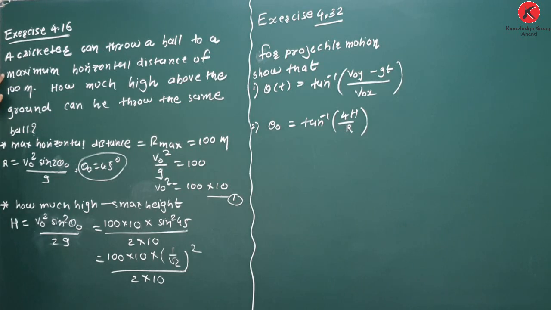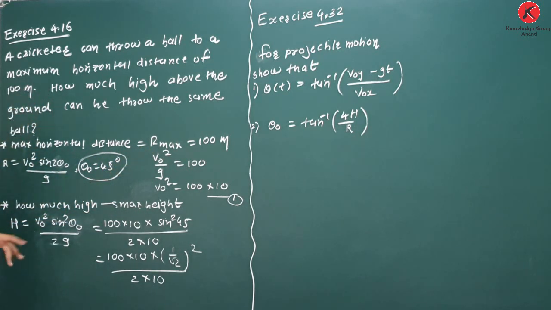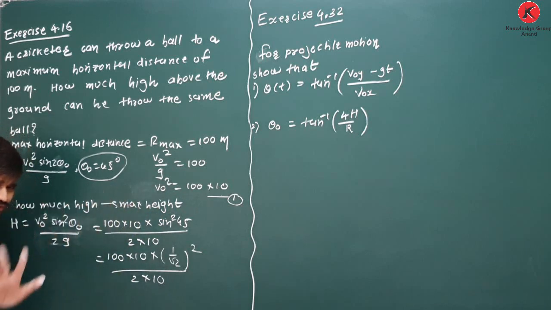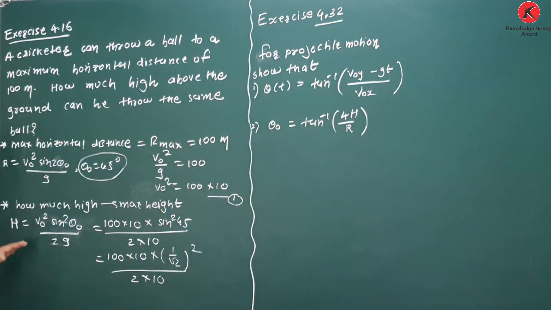So, a simple question. A cricketer throws a ball to a maximum horizontal distance. Maximum horizontal distance means maximum range. How high? That means we have to find the maximum height. With the help of the maximum range equation, you don't have to find V0, take it as V0 square. Then put this value in the equation of maximum height, h is equal to V0 square sin square theta 0 upon 2g. Calculate this and write your answer in the comment box. We will see the next question.